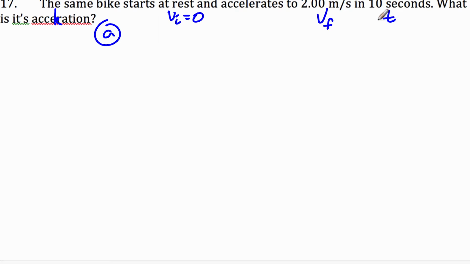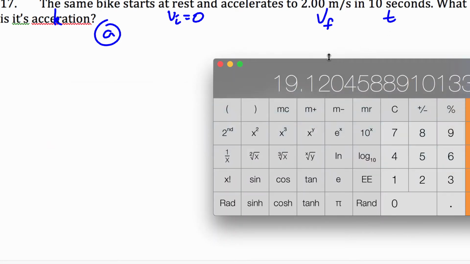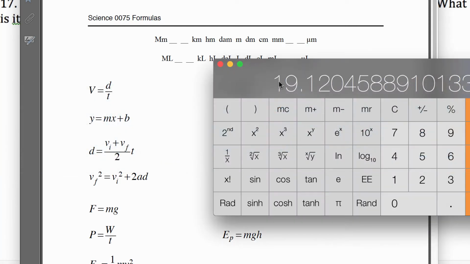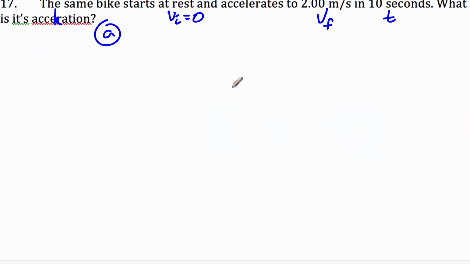Let's look to see if we can find one. Formulas. Okay, VI, VF, yep, A, oh, but there's no T in this one. Oh, here's one. VF equals VI plus AT. That's the one right there. VF equals VI plus AT. And they're looking for the acceleration.